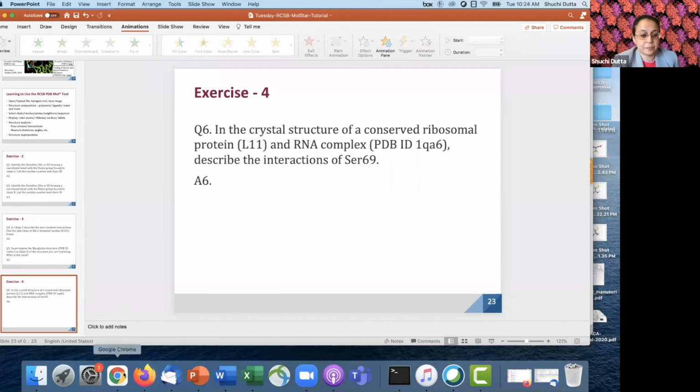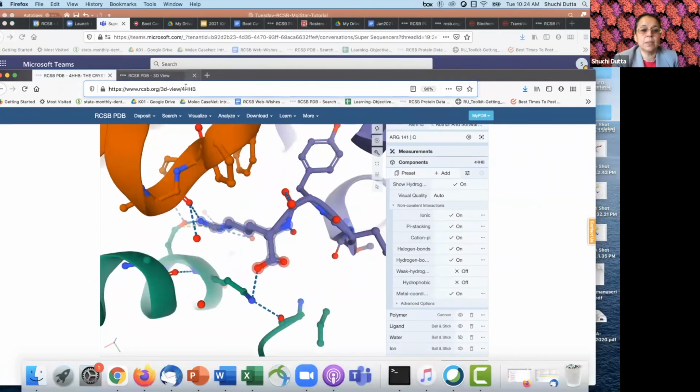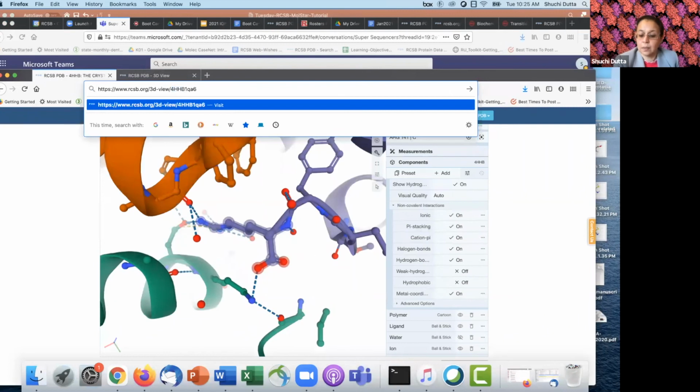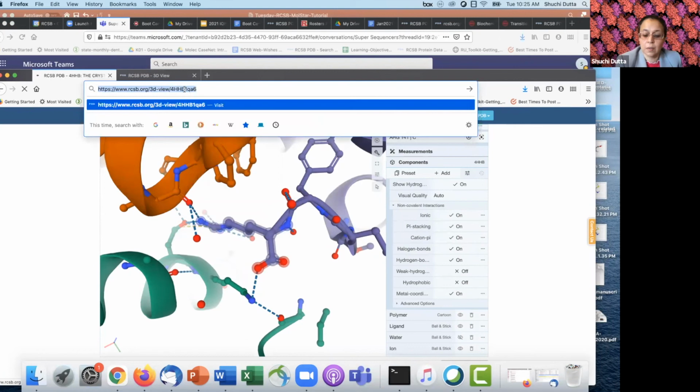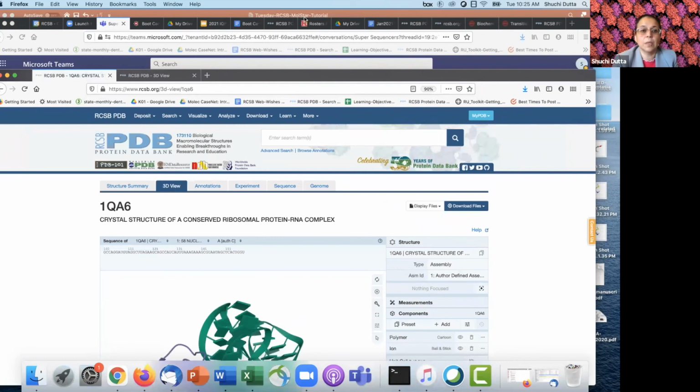Okay. I'm going to go to that last exercise, which is about 1QA6. And I'm going to just type in the PDB ID 1QA6 here. And here we are.